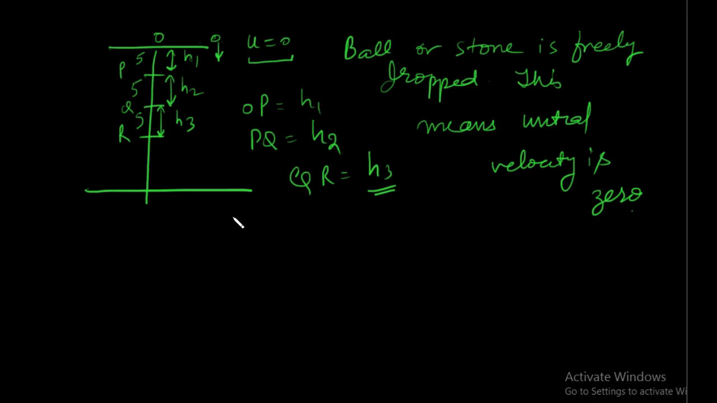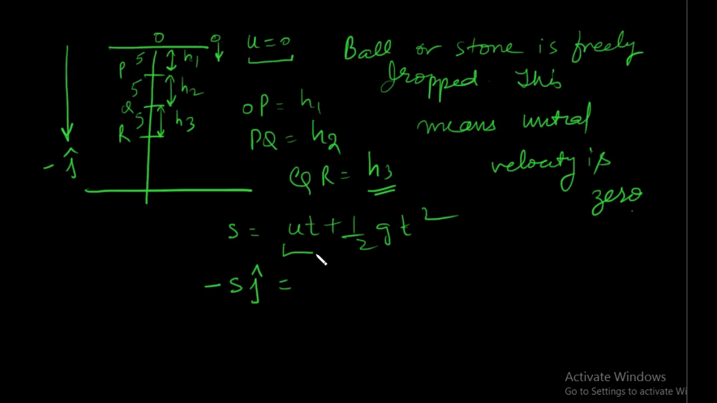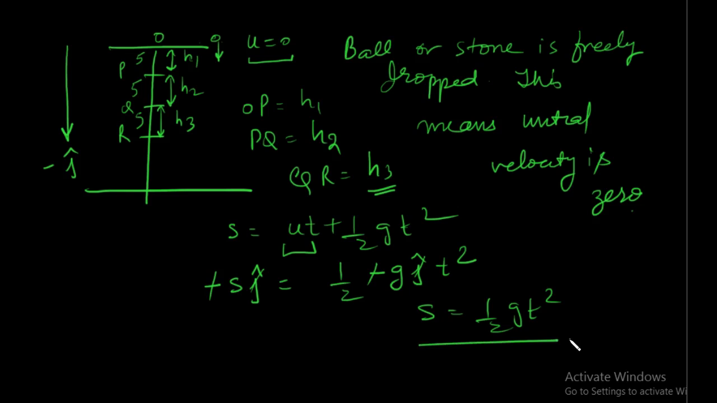Alright, so first of all, we know the second equation of motion is S equals ut plus half g t square. Now we assume this is the downward y-axis, so we have to take the minus j vector, because the stone is falling down. This means the displacement is along minus j. So we have to substitute S with minus S j, and u is obviously, I told you, 0, and g acts downwards, so this will be minus g j, and this is t square, right? So minus minus cancel out, j j cancel out, and we have S equal to half g t square.